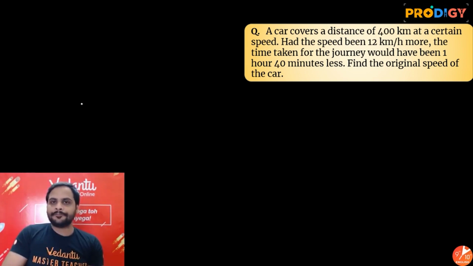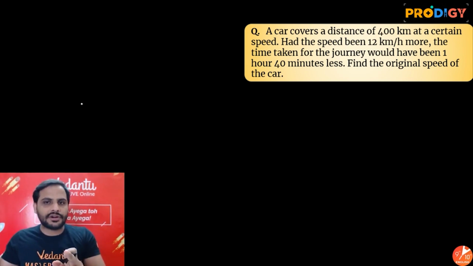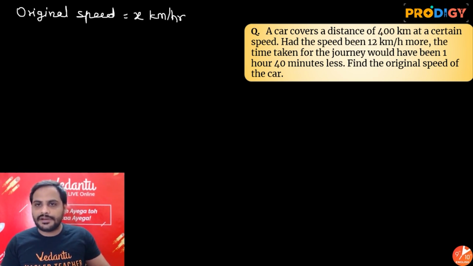Now in the second reading I will read deeply and write all the points which are given in the question. First thing, the car covers a distance of 400 km at a certain speed. So what is that uniform speed, the original speed, that they need to find out? Obviously that will be my variable. So let's say the original speed I will take as x km per hour. I want to find the original speed, that is not given, so obviously that will be my variable. So case 1, they are saying a car covers a distance of 400 km at a certain speed. So in case 1, distance is 400 km.